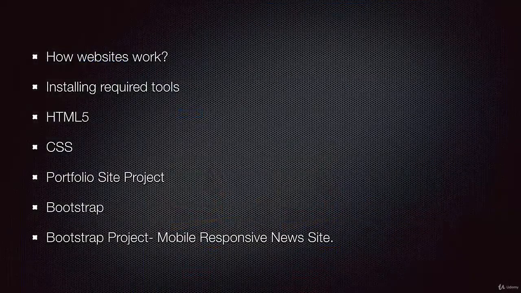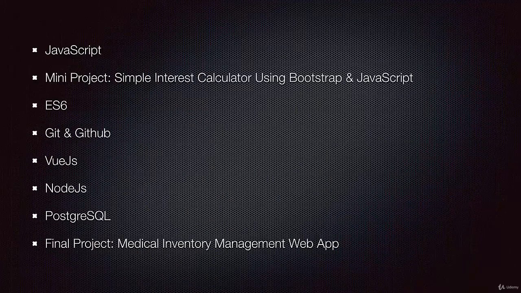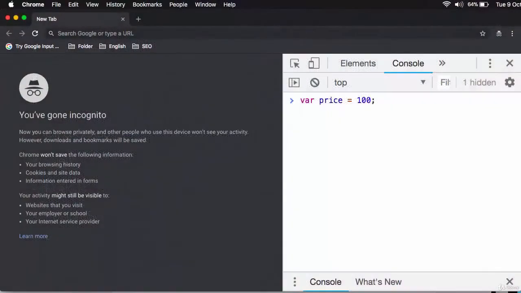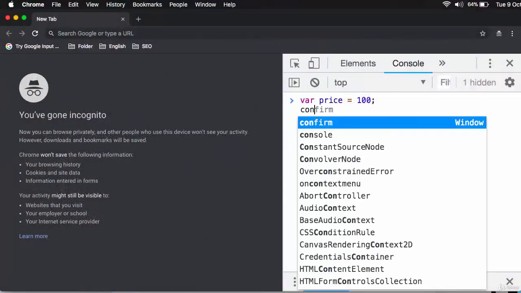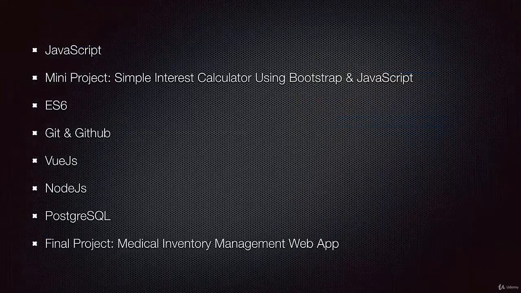So here ends part 1, and in part 2 we will start learning JavaScript right away. JavaScript is a front-end language which is used to make our website more interactive. We will master JavaScript, and then we will build a simple interest calculator using Bootstrap and JavaScript. This is going to be our mini project, wherein we will build a simple application using Bootstrap and JS. After that, we will learn about ES6, or ECMAScript 6, which is the latest version of JavaScript.